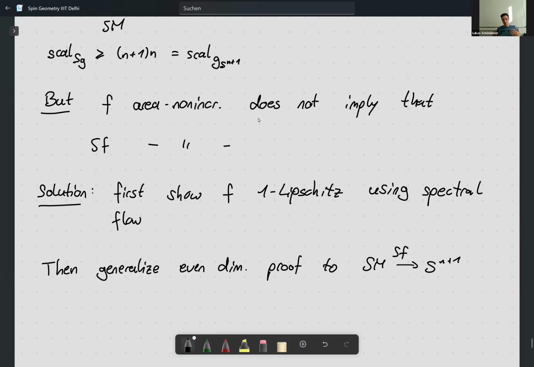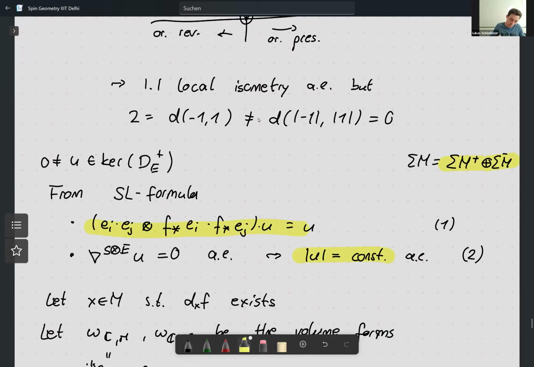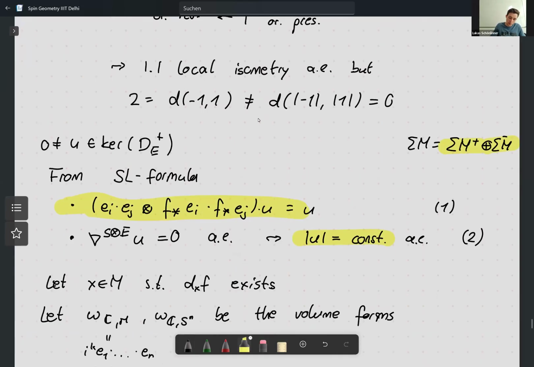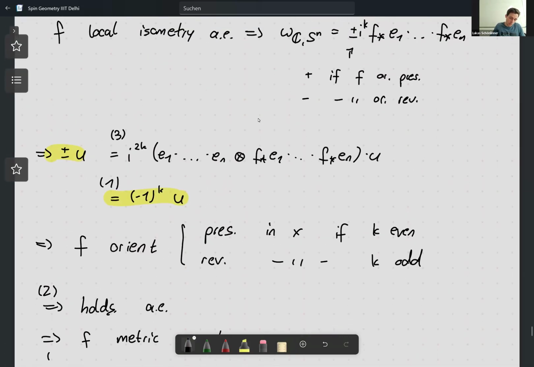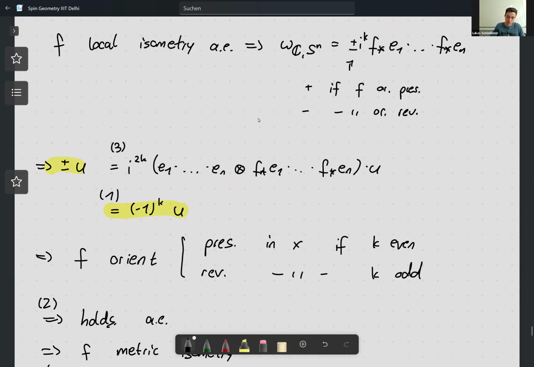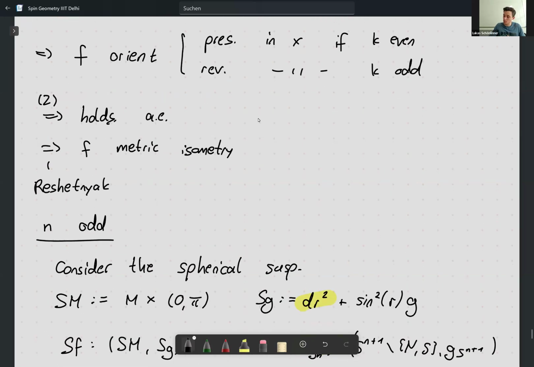But we have to do the whole proof again because we need this harmonic spinor, and we need this property here, and for this we have to do it all again. It sounds a bit weird, but that's how we have to do it. And then, since we now are in even dimensions, we can use this trick again where we show that F is orientation preserving or orientation reversing almost everywhere to actually get that it's a metric isometry.